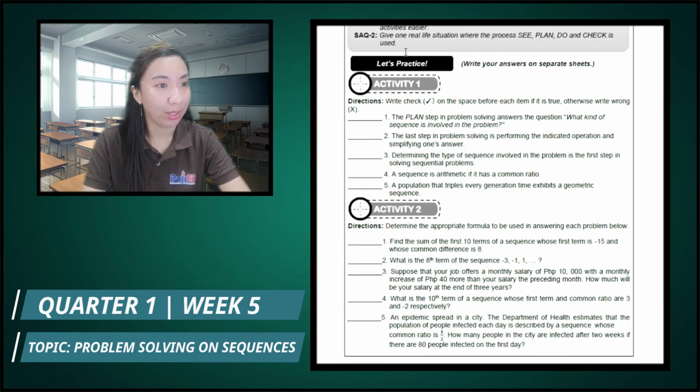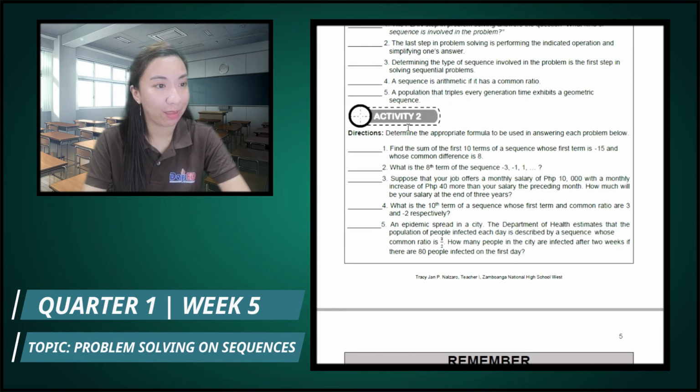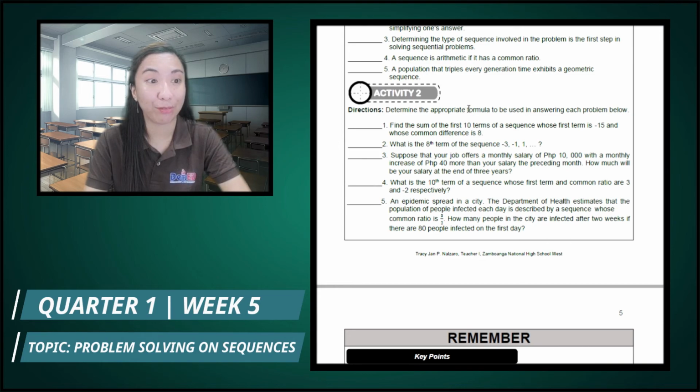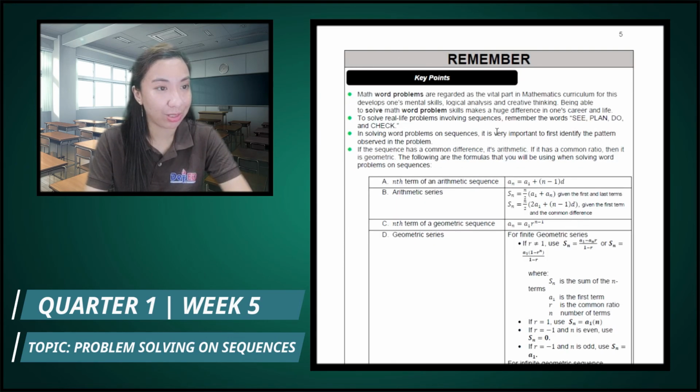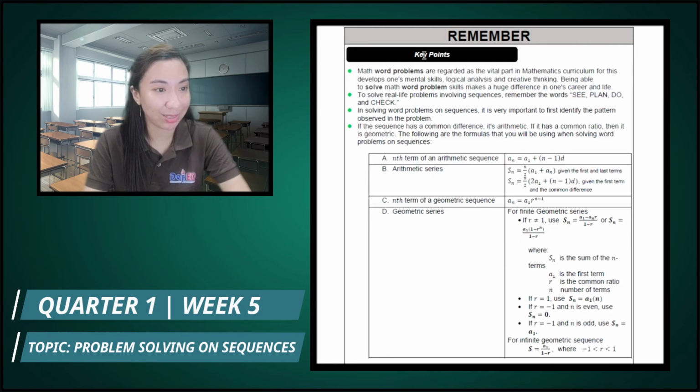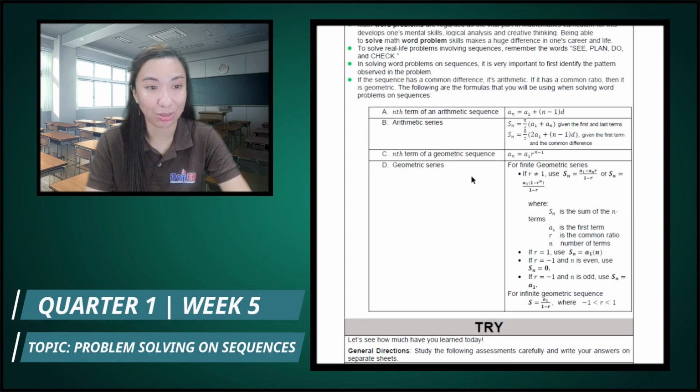Of course, it's time for you to practice what you have learned earlier. So we have here activities, activity number 1. Please read the directions and then answer on separate sheets. Activity 2, determine the appropriate formula. Your answers in activity 2 should be a formula. Take note of the key points that you need to remember on solving word problems involving sequences, especially the formula. Do not forget that because that is very useful.